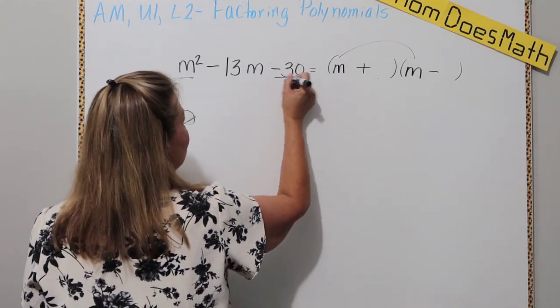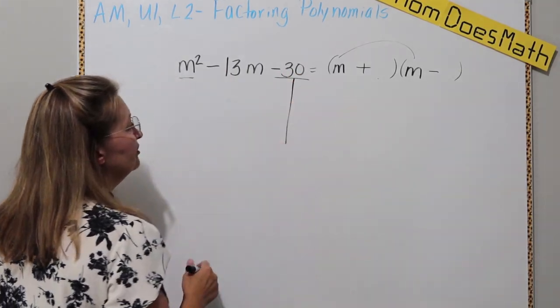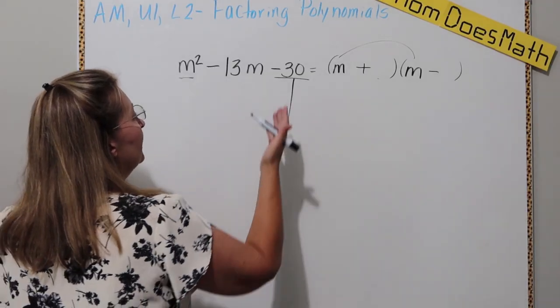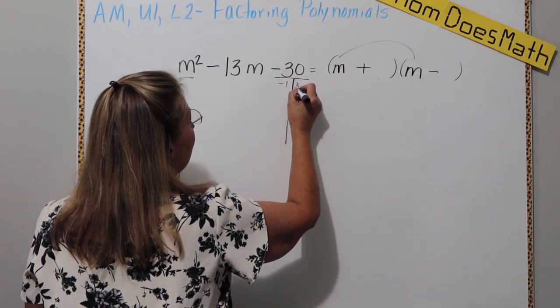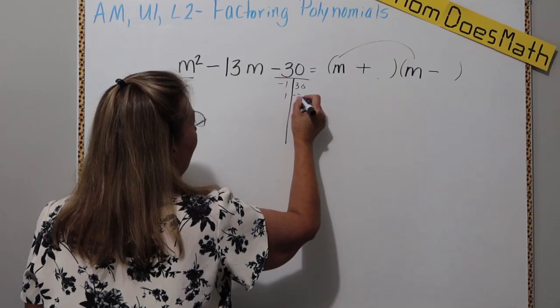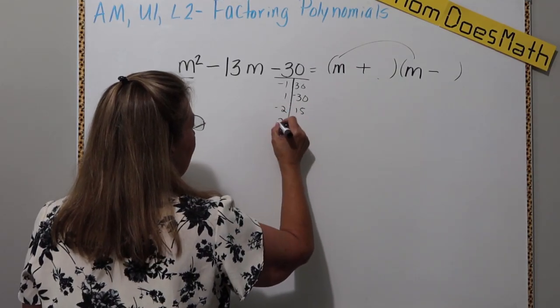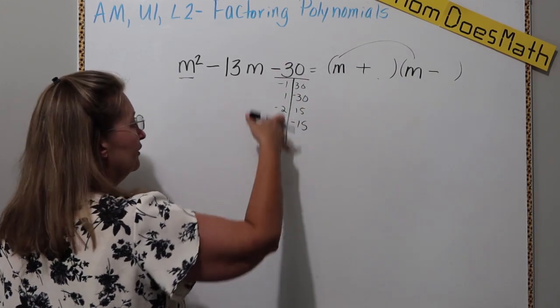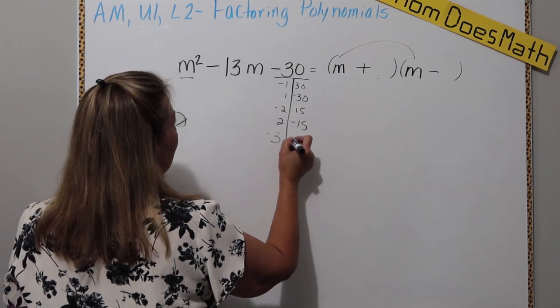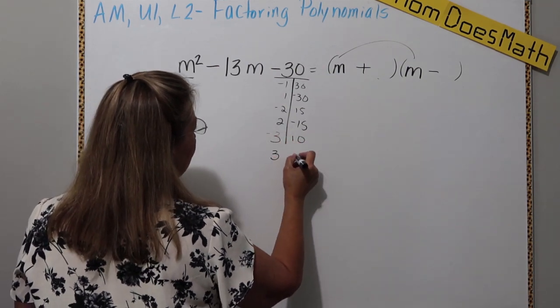And I know this one is easy to see, but I'm just going to show you what the process would be. Take the last number and make a little tree under it, and we're going to put all the numbers that multiply to give us that. And since it's negative, I have one of each pair. If it were positive, I wouldn't need one of each pair. Negative 3, positive 10, 3, negative 10.